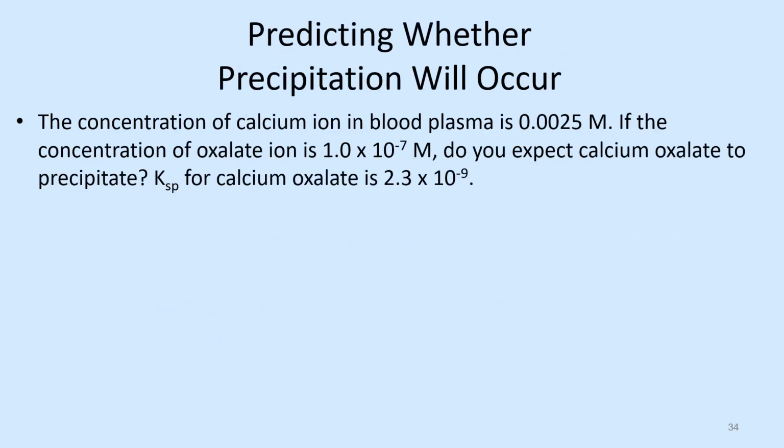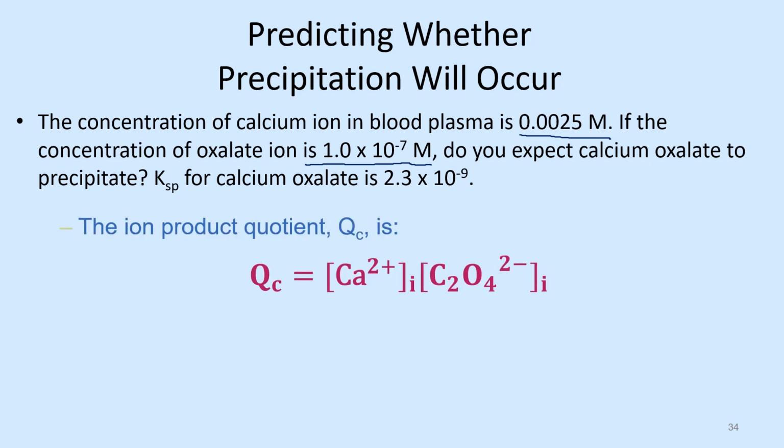The concentration of calcium ion in blood plasma is 0.0025 molar. If the concentration of oxalate ion in the blood is 1 × 10⁻⁷ molar, do you expect calcium oxalate to precipitate? Or we could say, do you expect this person to get a kidney stone? Anyway, the Ksp for calcium oxalate, as we've seen before, because it's the same one we keep looking at, is 2.3 × 10⁻⁹.